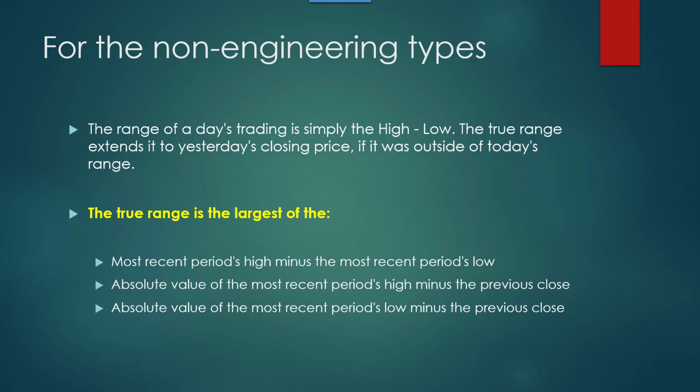So the true range is the largest of the most recent period's high minus the most recent period's low, or the absolute value of the most recent period's high minus the previous close, or the absolute value of the most recent period's low minus the previous close. So you can see why you don't want to have to figure this thing out manually.